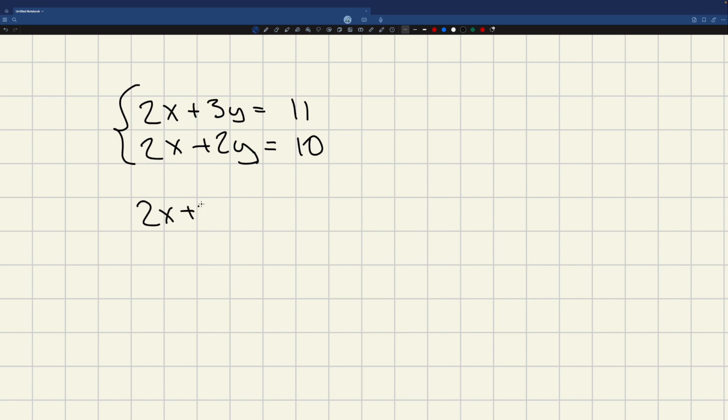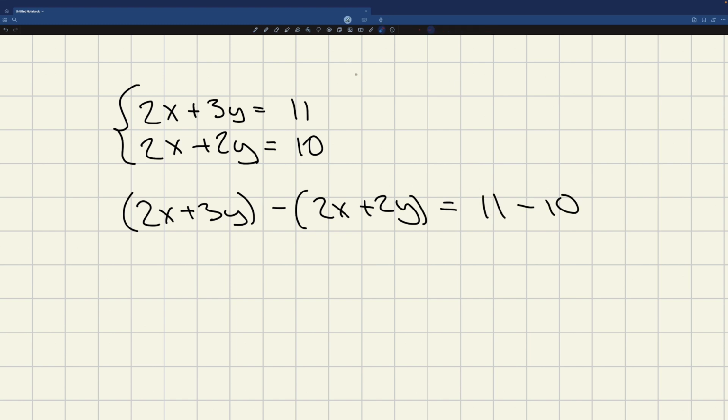2x plus 3y minus 2x plus 2y is equal to 11 minus 10. So what did I do? 2x plus 3y is equal to 11. This is the 11 right here. 2x plus 2y is equal to 10. This is the 10 over here. What I did is I subtracted this from this, which effectively is equal to 11 minus 10.